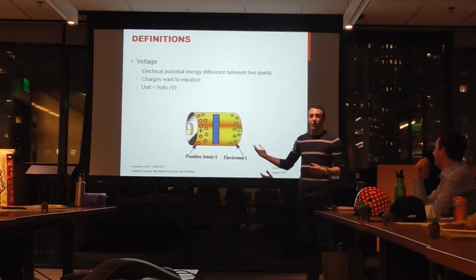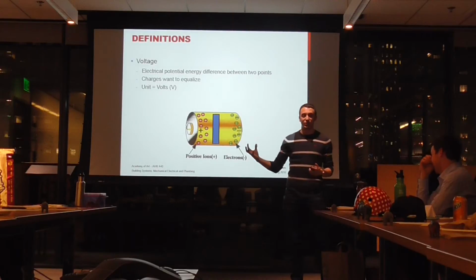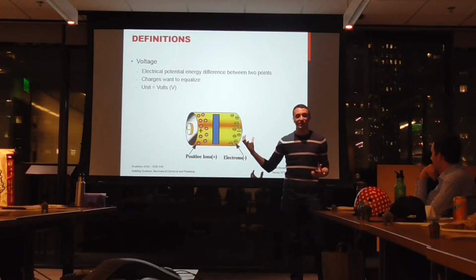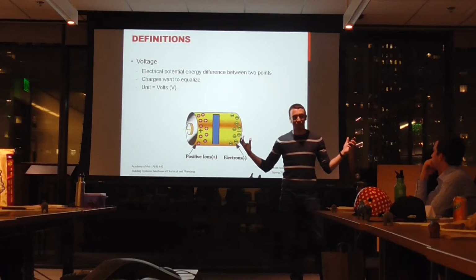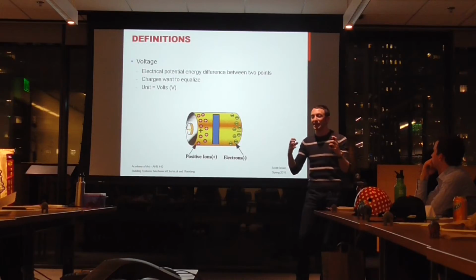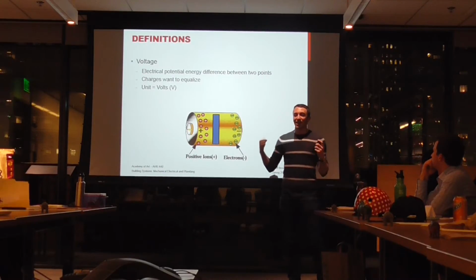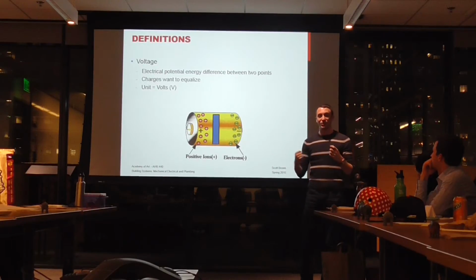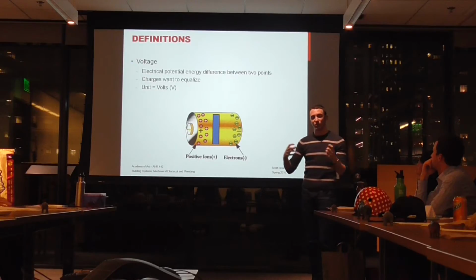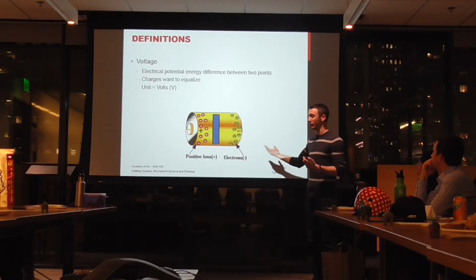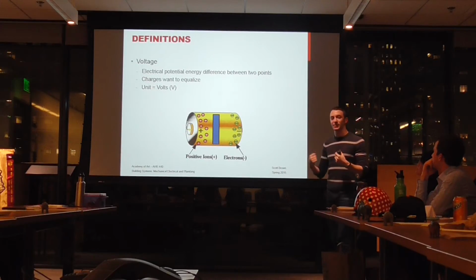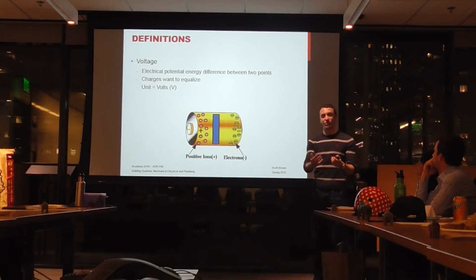In a battery, you have one side of the battery that's stored with positively charged ions, and the other side is stored with negatively charged electrons. They want so badly just to come together. There's a magnetic attraction between them, and there's a force bringing the electrons and the positively charged ions towards each other, but they can't move. So that desire for them to move towards each other is the voltage.